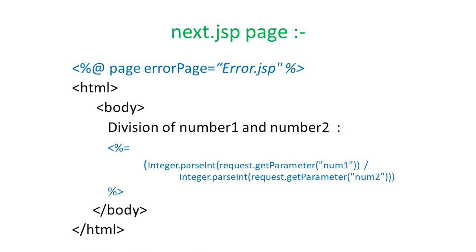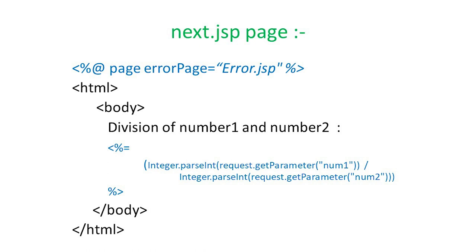This is the client window, where we are inputting two numbers, the first number and the second number, and pressing the submit button. As we press submit, next.jsp will run, and the values of text box one and text box two will both be imported here.